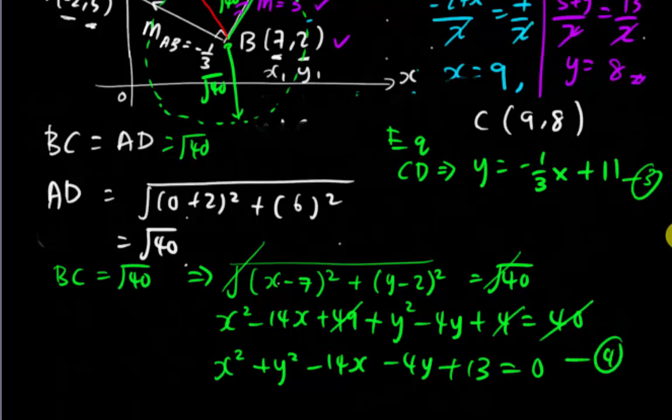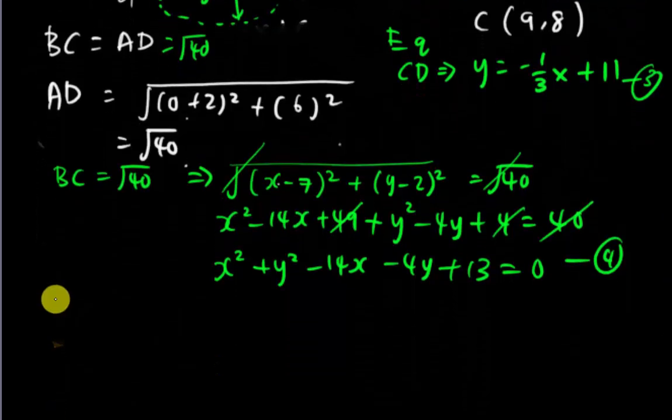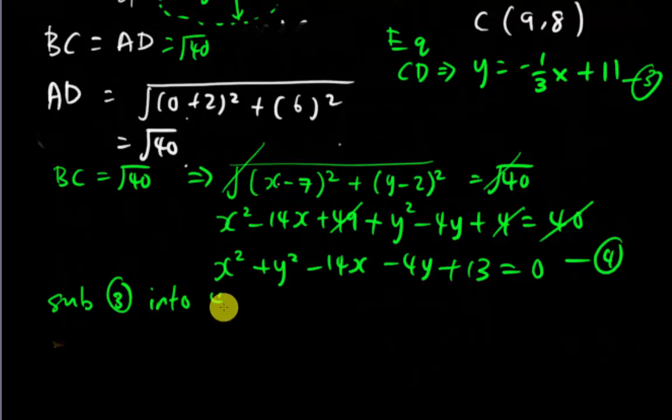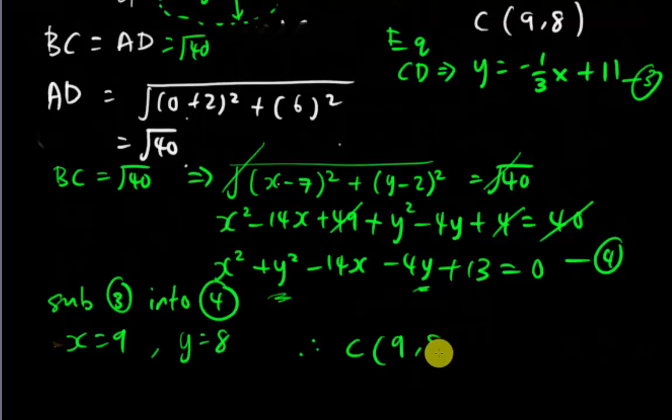Then what you need to do next is substitute equation 3 into equation 4. If you substitute the y into all the y here, you will get x equals 9, because I already tried it out. Then you substitute 9 back into here, and you will get y equals 8. So at the end, you will still get coordinate C equals (9, 8).